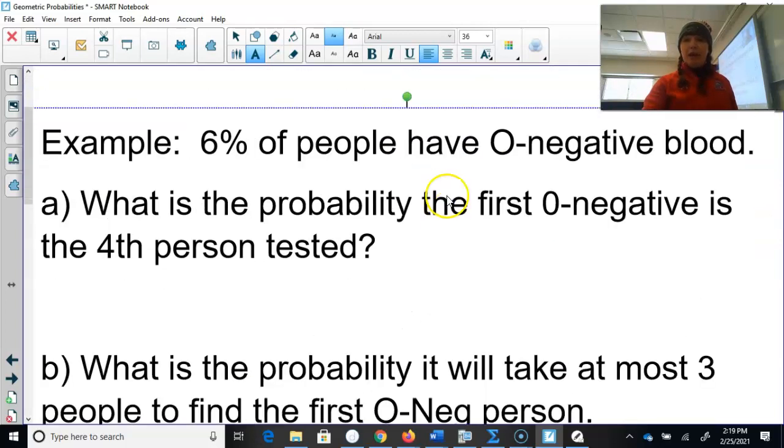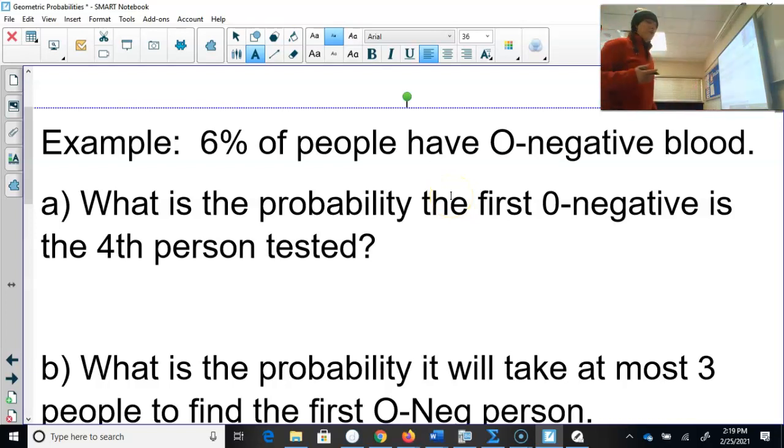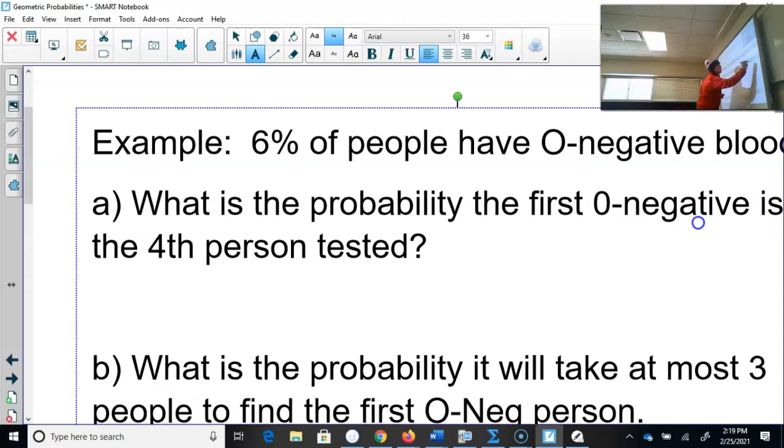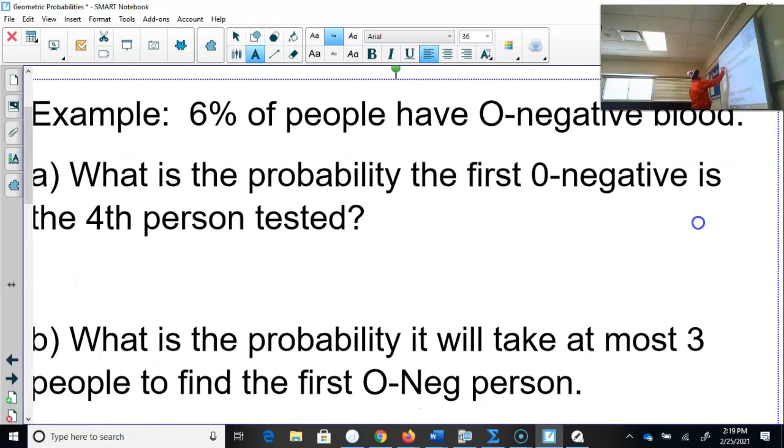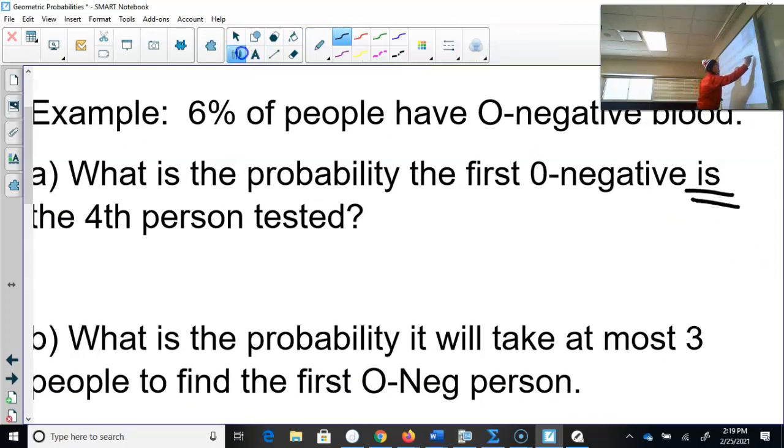6% of people have O negative blood. So you can imagine we're at a blood drive and they're testing your blood, okay? What is the probability that the first O negative person is the fourth person tested? So again, I want to write the probability statement. The first success is the fourth person tested. This is jumping for joy. This is an equal to.